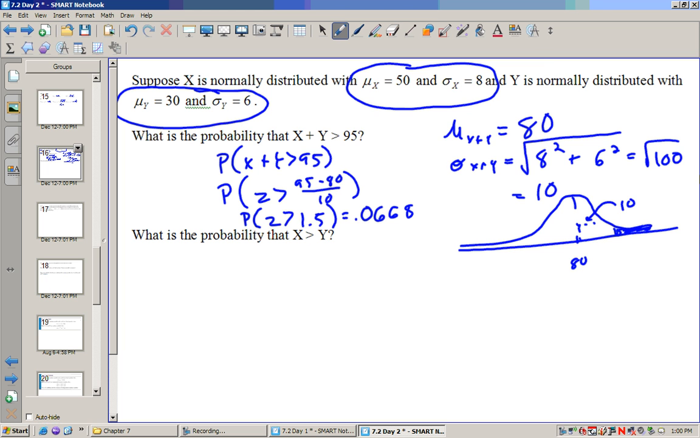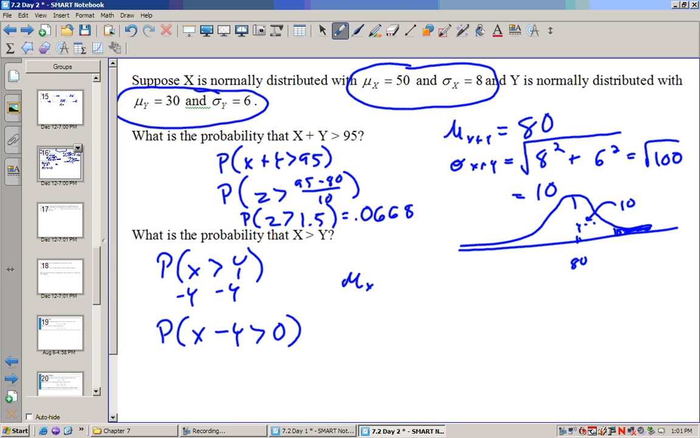Well, what's the probability that x will beat y? You can tell just by the data that there's going to be a high probability because this guy averages more than the other person. So the probability that x gets more points than y. Now we can't do this with z-scores because there's not a number over here. So we have to do some algebra, subtract y on both sides. So what's the probability x minus y is greater than 0? Now we can do this.